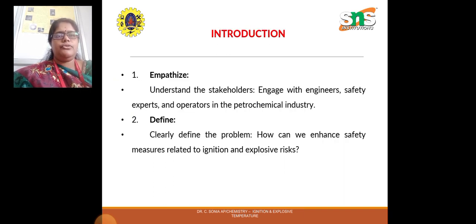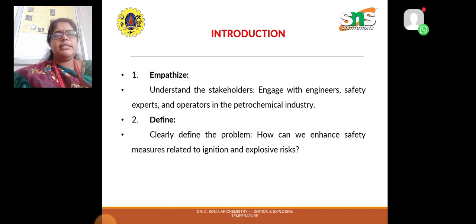The first approach of design thinking is empathize. Empathize is nothing but understanding the stakeholders: engage with the engineers, safety experts, and operators in the petrochemical industry. In addition to that, we have to conduct interviews and observations to empathize with the challenges related to ignition temperature and explosion risk.